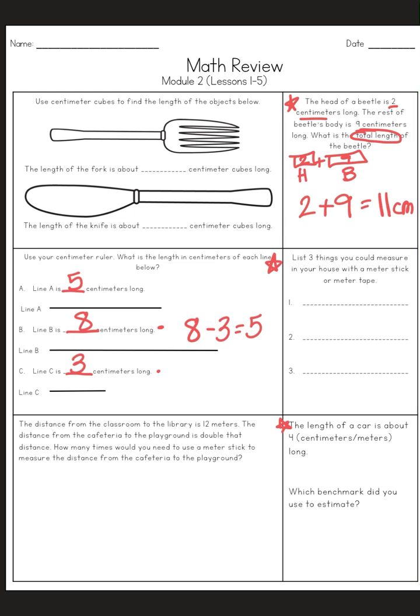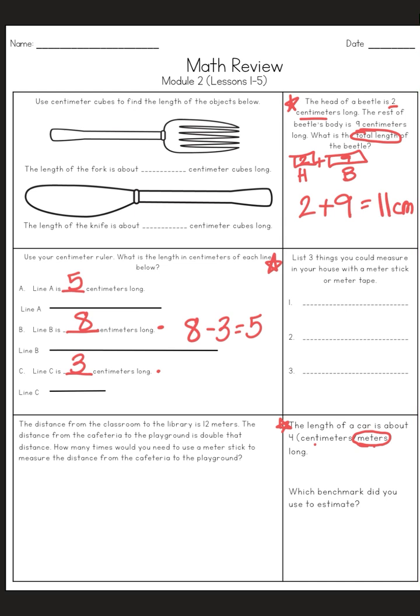It says the length of a car is about 4, and then you have to choose centimeters or meters long. So think about if you were measuring a car, would it be a long or a big item? So we want to use a bigger unit to measure. Centimeters are small, meters are long, so we would definitely want to use meters to measure the length of a car. Remember, a centimeter is about the width of your pinky.